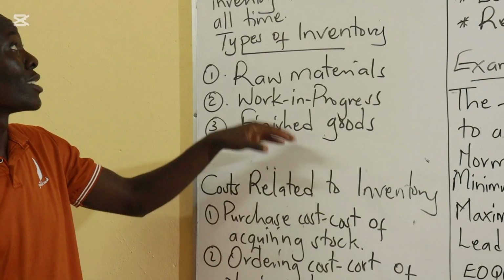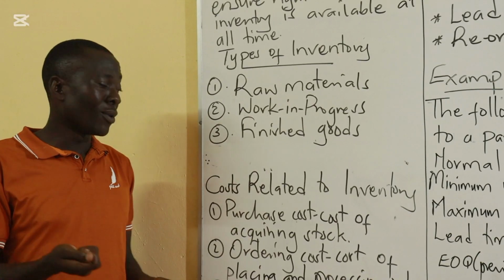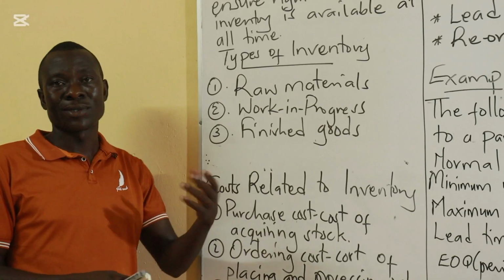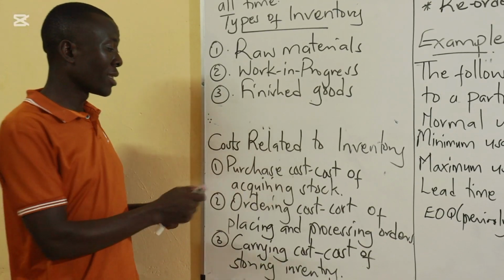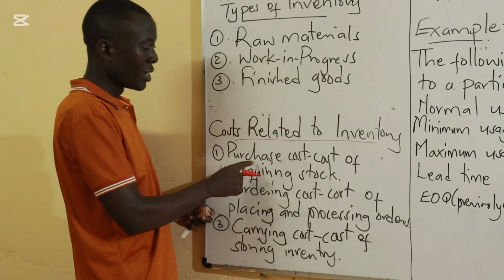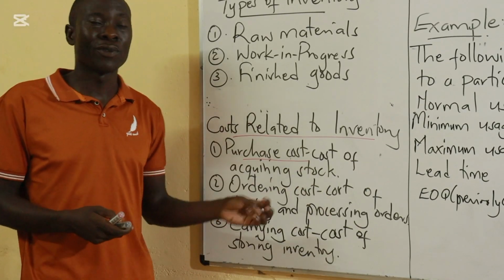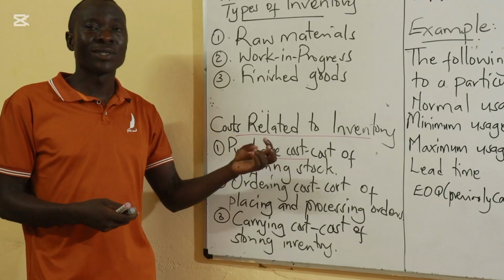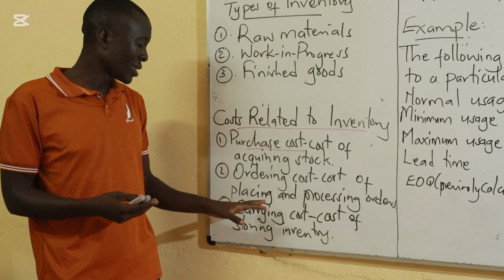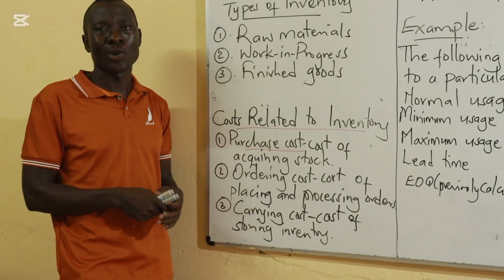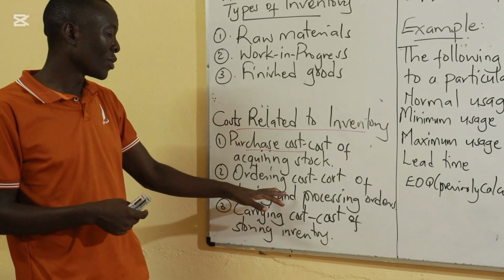Now, as I had introduced, we said inventory control aims at striking a balance between holding costs, ordering costs, and so on, and therefore we are going to look at the costs that are related to inventory. The first cost is purchase cost, and purchase cost is the cost of acquiring stock. For example, if you buy stock for 2,000 shillings, we call it purchase cost. We also have ordering costs, and these are costs that are involved in placing and processing orders. It involves emailing, making telephone calls, and all that. We call them ordering costs.